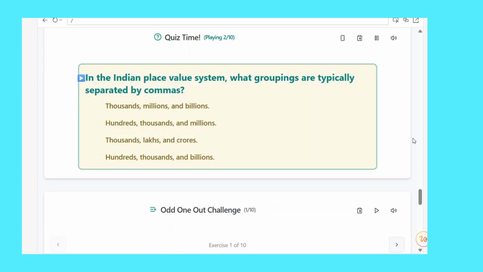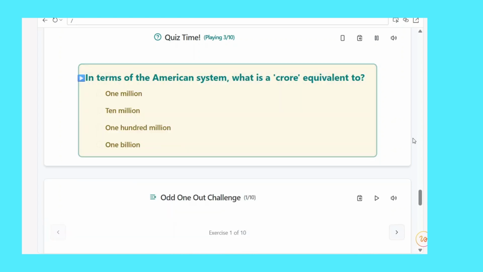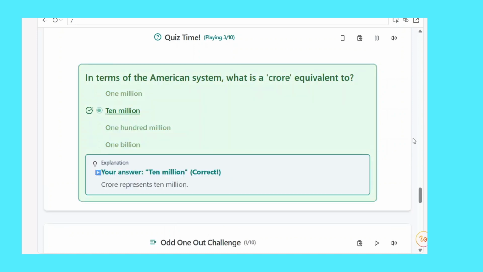In the Indian place value system, what groupings are typically separated by commas? The correct answer is thousands, lakhs, and crores. Explanation: the Indian system uses commas to separate thousands, lakhs, and crores. In terms of the American system, what is a crore equivalent to? The correct answer is 10 million. Explanation: crore represents 10 million.